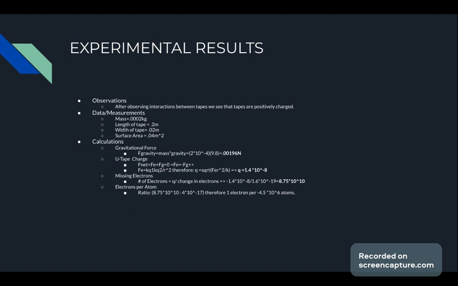For calculations, we calculated gravitational force is 0.00196 newtons. The tape charge is going to be that 1.4 times 10 to the negative 8th. Missing electrons is going to be 8.75 times 10 to the 10th. And then electrons per atom, that ratio that we were supposed to calculate, is going to be 1 electron per negative 4.5 times 10 to the 6 atoms.